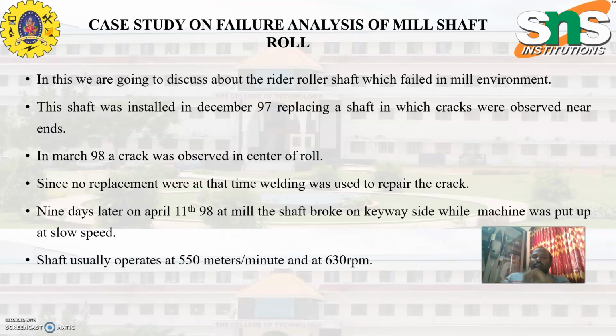The second point is that this shaft was installed in late December 1997, and there were some small cracks at the center of the roll, so it was replaced in March 1998. Even after replacing, we can see there is a crack at the center part, at the keyway side, while the machine is put at slow speed. Usually the shaft is operated at 550 to 630 rpm.